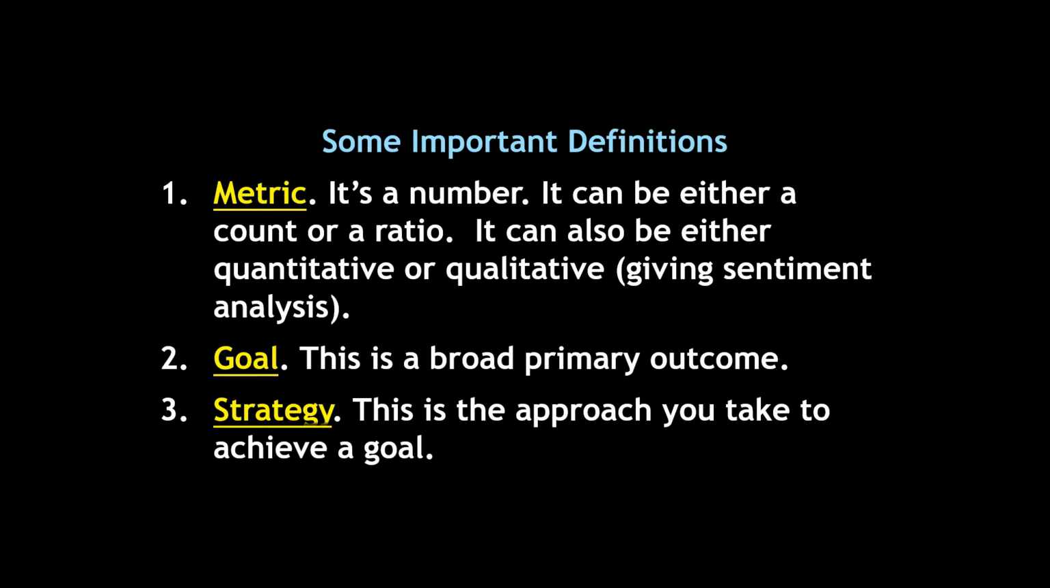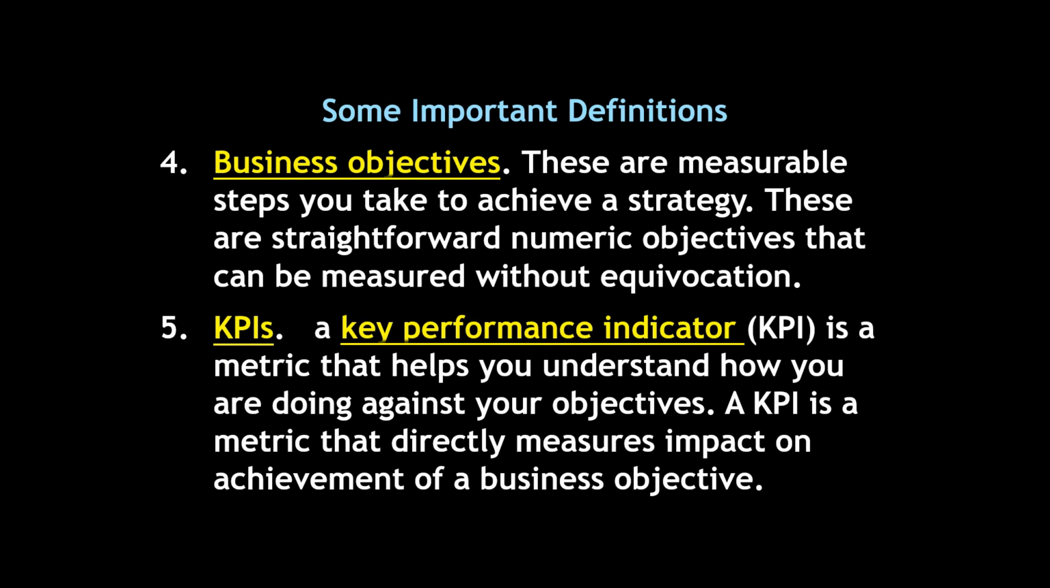Okay, the next 3 are related to each other: goals, strategy, and business objectives. Goals are your broad primary outcomes. That is what you ultimately want to achieve. Strategies are the approaches you take to achieve that goal. And then the business objectives are going to be measurable steps you take to achieve a strategy. They're going to be straightforward, numeric objectives that can be measured without equivocation.